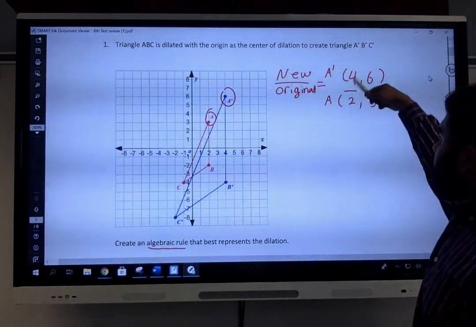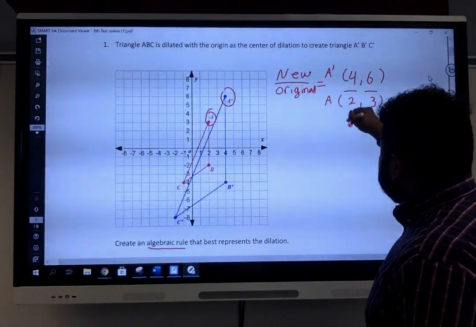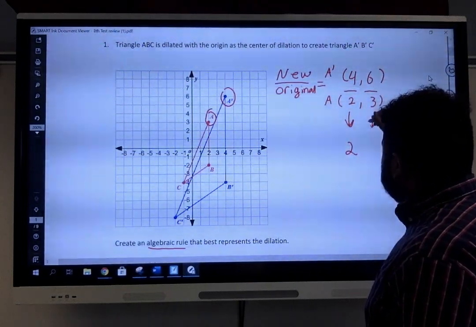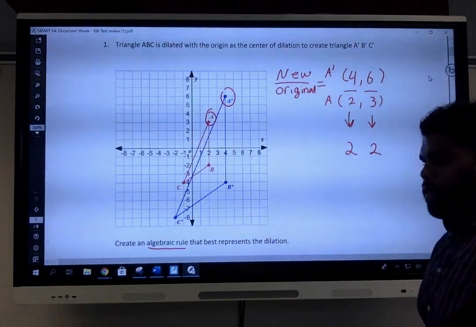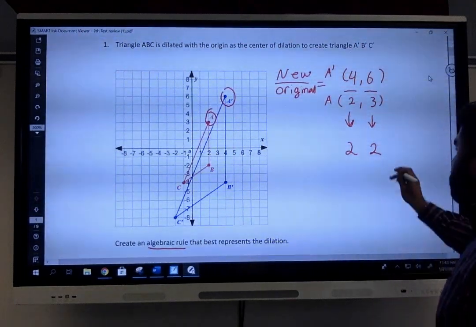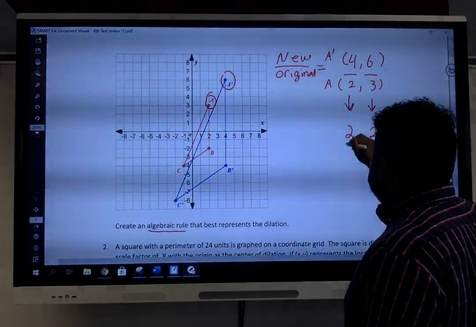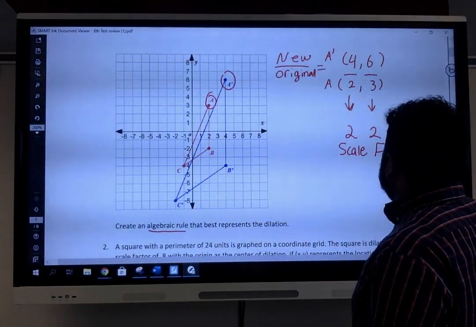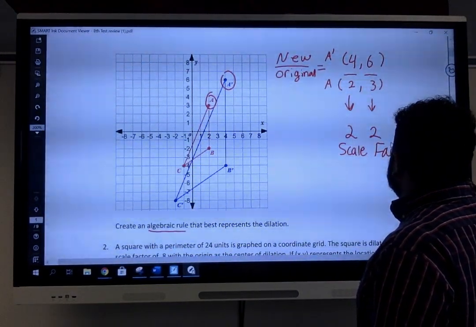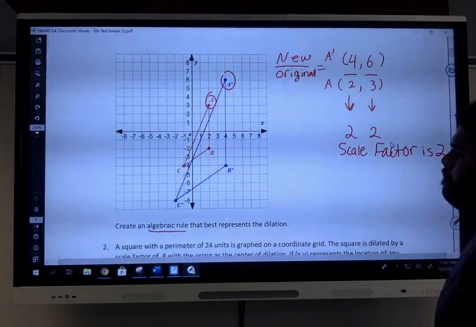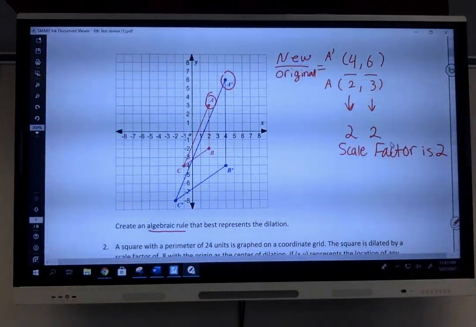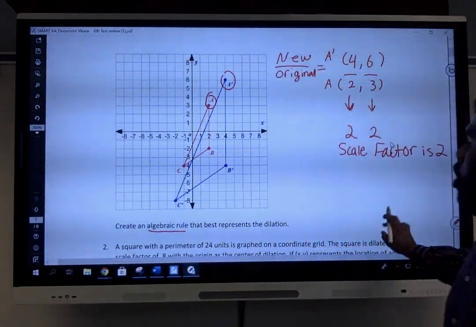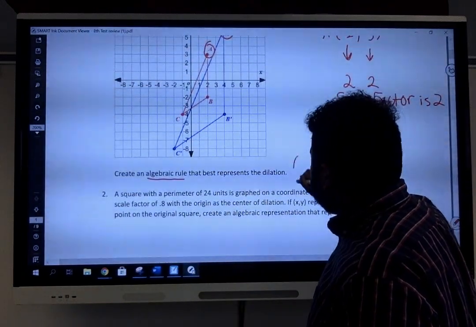Well, what's 4 divided by 2? Bring that down. That's going to be 2. And again, 6 divided by 3 is also 2. Right? So our scale factor is 2. All right, scale factor is 2.